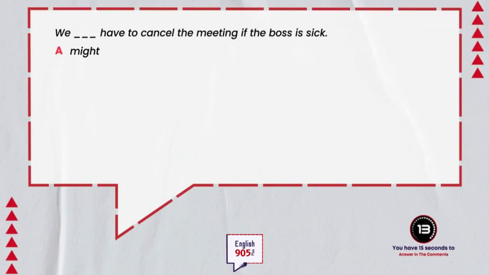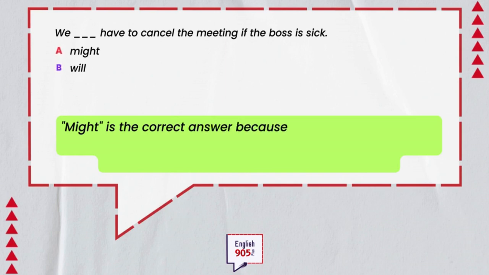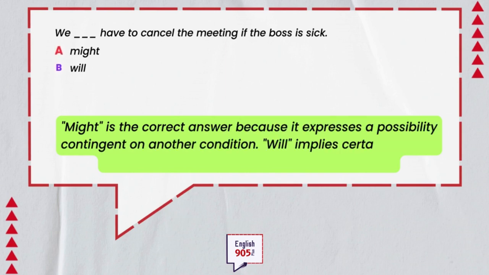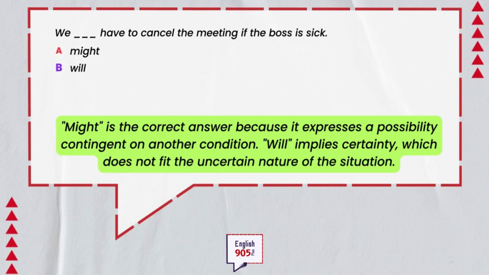A. We might have to cancel the meeting if the boss is sick. B. We will have to cancel the meeting if the boss is sick. Which one is correct? Answer in the comments below. Might is the correct answer because it expresses a possibility contingent on another condition. Will implies certainty, which does not fit the uncertain nature of the situation.